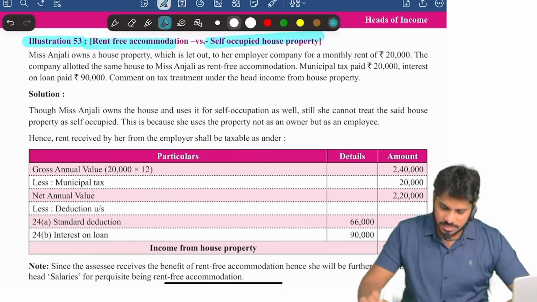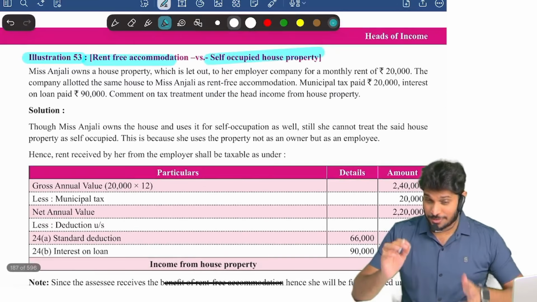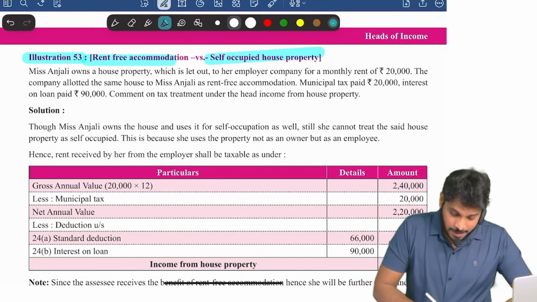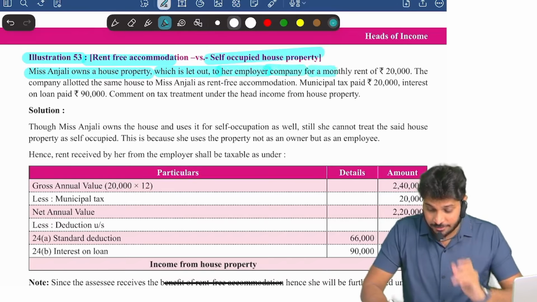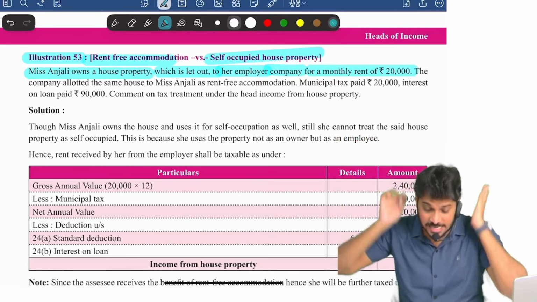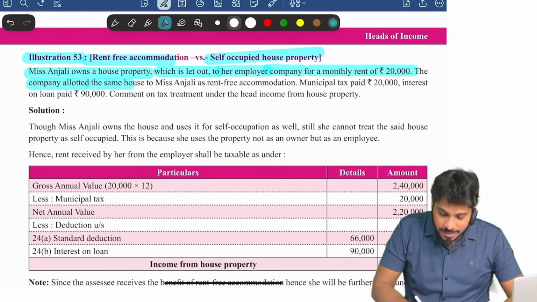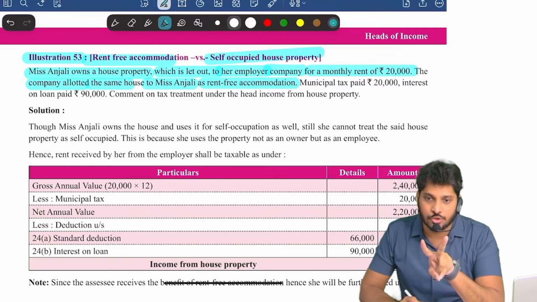Rent-free accommodation was self-occupied. That's okay. Okay, this is regarding, it's a very good question actually. What is this? I'll tell you. Miss Anjali owns a house property which is let out to her employer company for a monthly rent of 20,000. Through the company where she is working, it is rented for 20. The company allotted the same house to Anjali again as rent-free accommodation. You should calculate the answer in 2 parts.